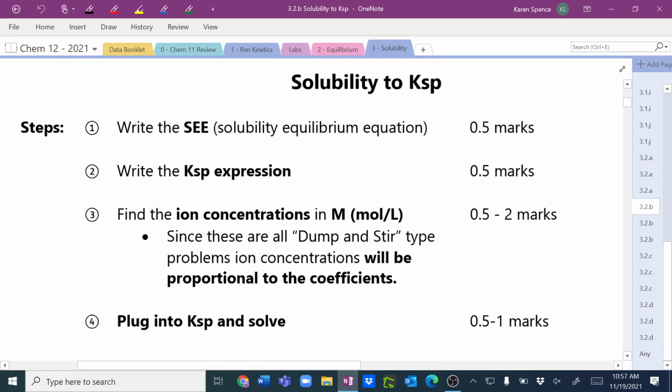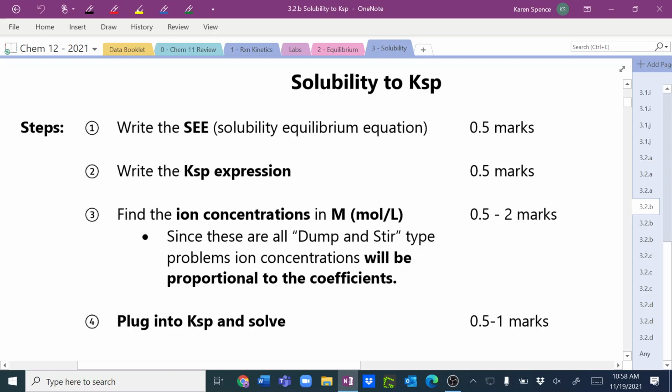You are going to write the SEE, the solubility equilibrium equation. That's step number 1. And you'll notice I've put marks along the side. These are what I could typically give you in a free response question. So if you don't write that, you would be losing half a mark. Okay, so make sure you do that.